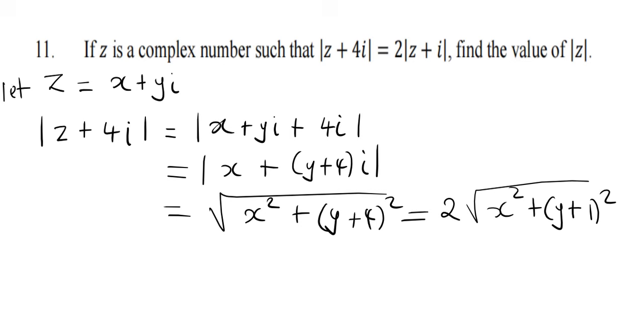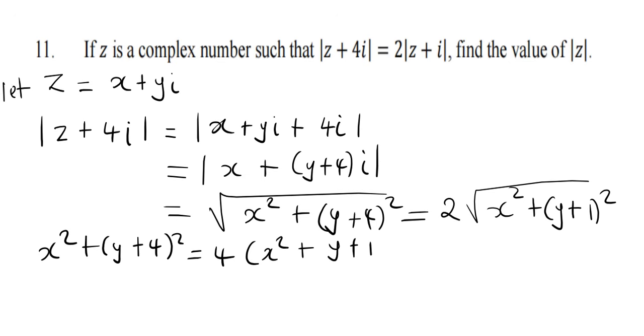We can now square on both sides to remove the roots. When we square on both sides, we're going to have x squared plus y plus 4, squared, is equal to, because we've squared on both sides, we're going to have 4 here for the 2 that is there. Then the root is the one that's just going to cancel. For the other one, we're going to have x squared plus y plus 1, then we have a square there.